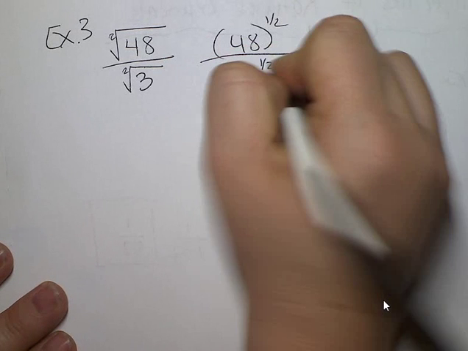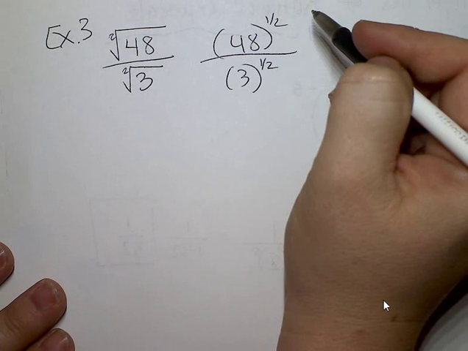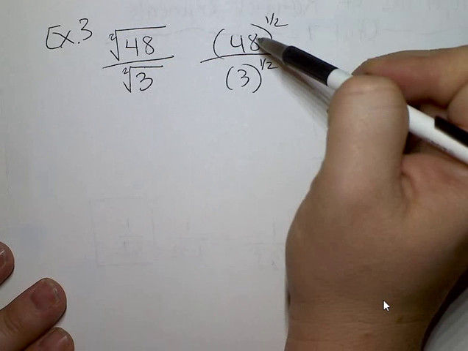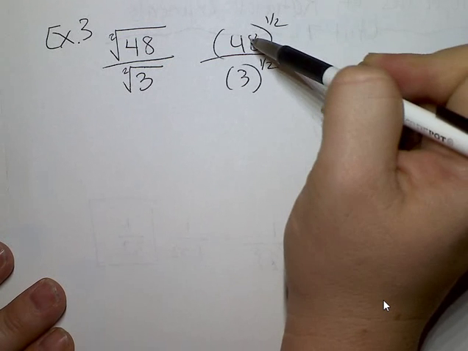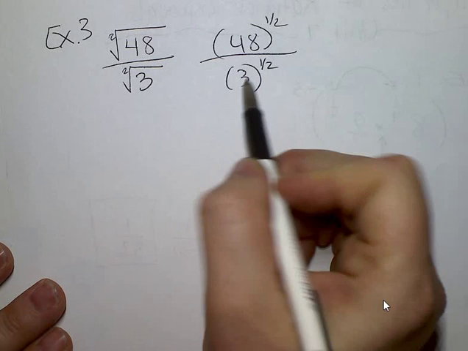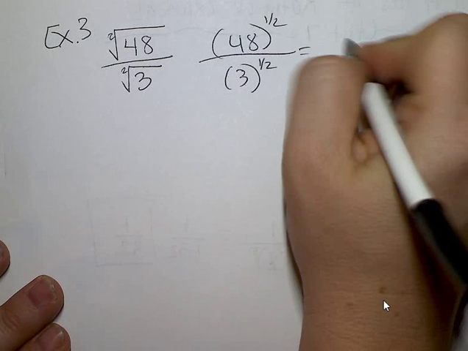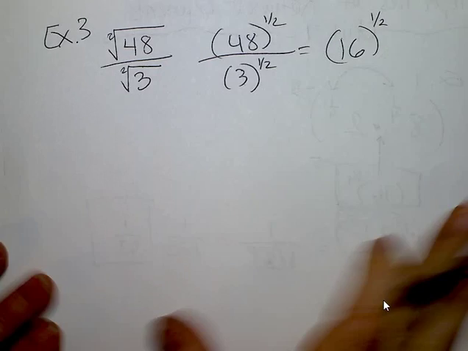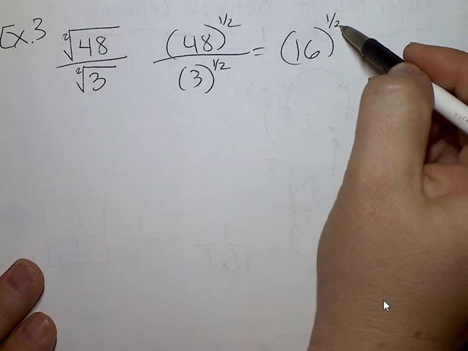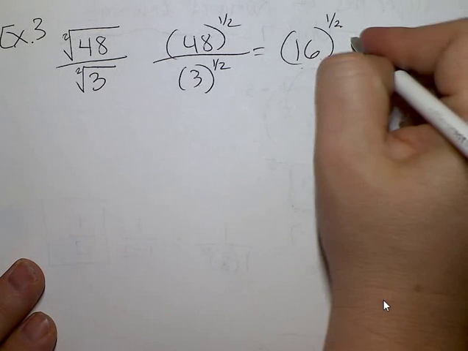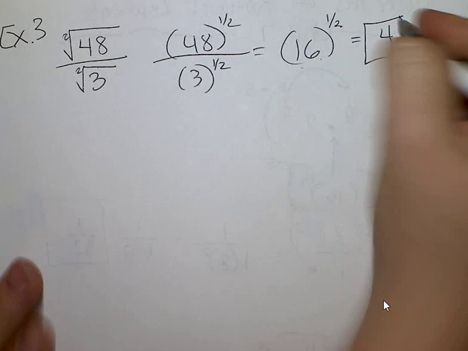As long as you're multiplying or dividing, you guys done? As long as you're multiplying or dividing, perform this operation. 48 divided by 3 is 16. Now bring the 1/2 back. What times itself 2 times gives you 16? And the answer is 4.